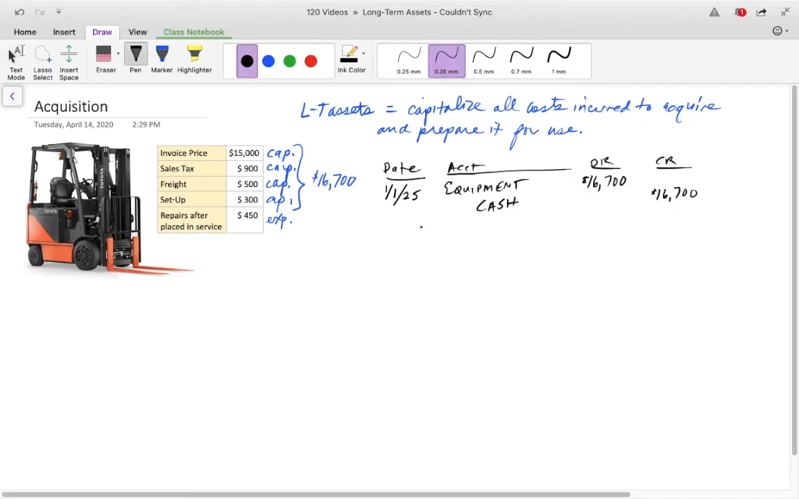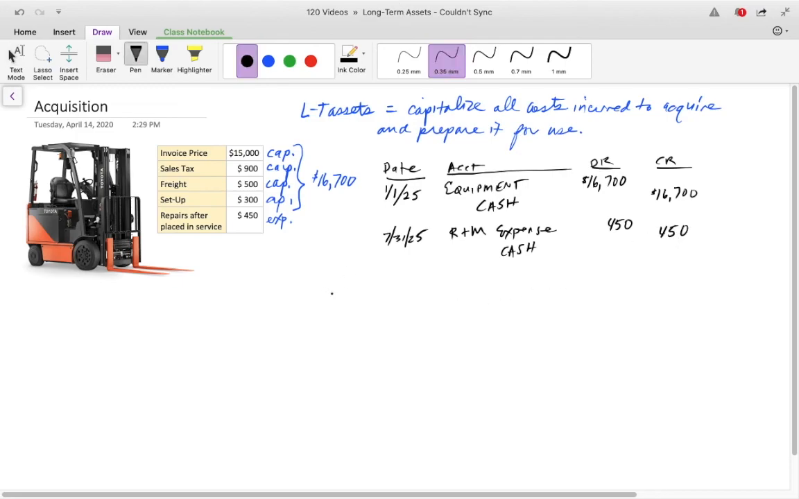Okay? Now, what about these repairs? We've capitalized all of the costs of acquiring or preparing the asset for use. The repairs that we do incur after we start using the forklift, what do we do with those? So let's say that we paid for these repairs on July 31st of 2025. So what do we record? Well, we record repairs and maintenance expense, $450, and a credit to cash if we pay cash for it, $450.